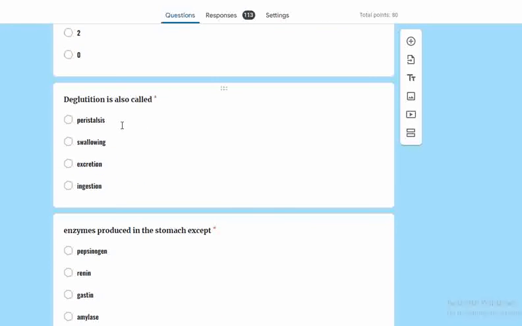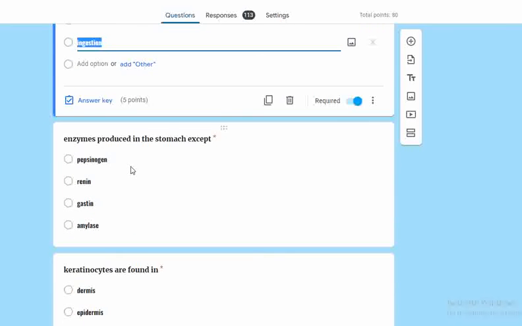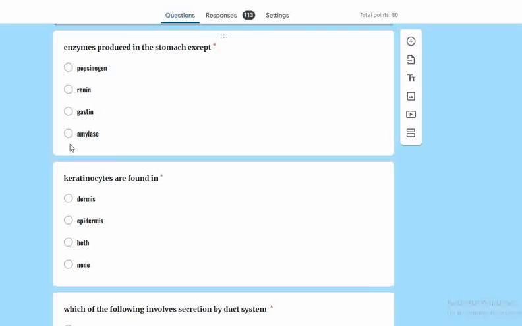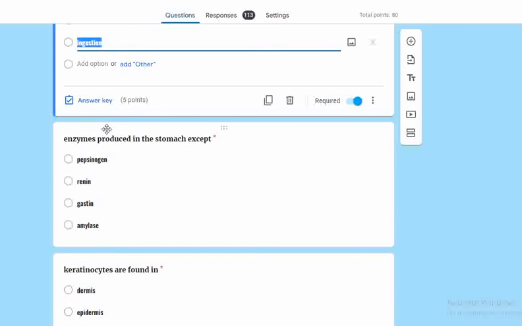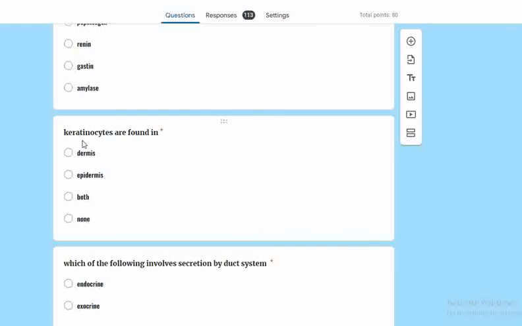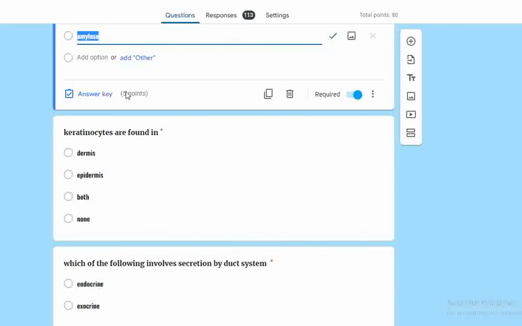Deglutition is simply swallowing, very easy. Now, for the enzymes produced in the stomach, except pepsinogen, there is renin, which is responsible for breaking down caseinogen to soluble casein. Then you have gastrin, then amylase. Amylase is either produced in the mouth or it is the pancreatic amylase. It digests carbohydrates in the duodenum, but not in the stomach. So the correct answer is amylase.